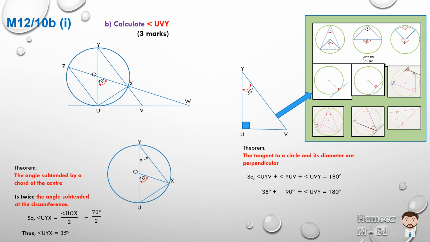And we can work that out. 35 plus 90 is 125 degrees. Plus angle UVY is equal to 180 degrees. So if you want angle UVY, we can carry the 125 across. And 180 degrees minus 125 degrees gives us our answer that angle UVY is equal to 55 degrees. So we solved the second part of the question.